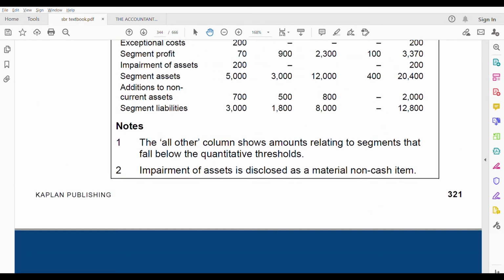So the all other column shows amounts relating to segments that fall below the quantitative threshold. They didn't meet that 10% threshold or the 75% threshold. That's why they are put under all other. Impairment of asset is disclosed as a material non-cash item.